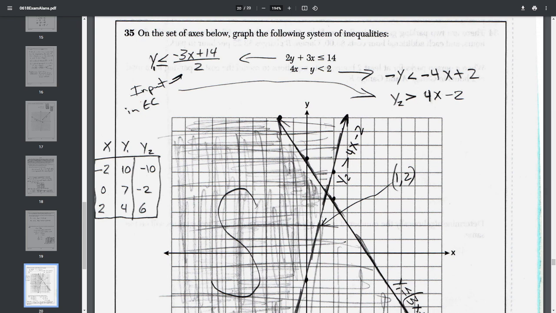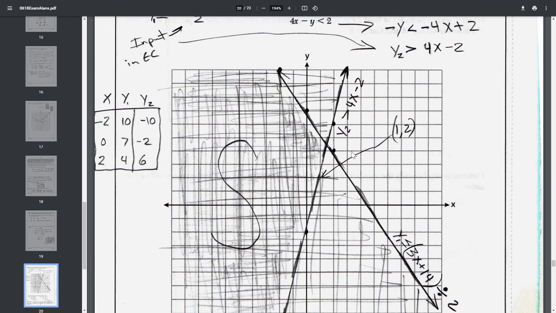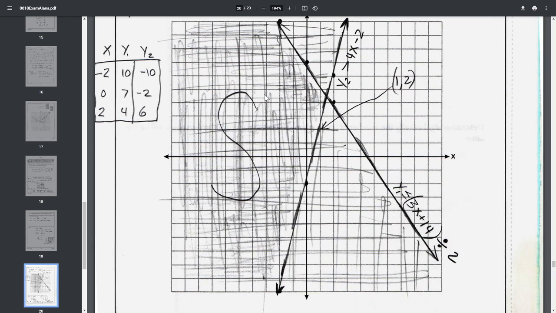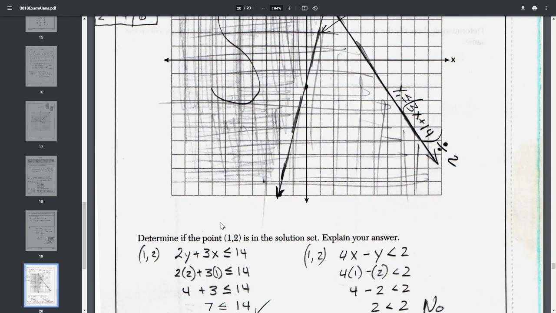This one needed to be shaded to the left, and it needed to be a solid line. This one needed to be shaded to the left, and it needed to be a dashed line. So actually his line is not properly dashed here, unless this is just a poor copy. So 4x minus 2, this line here should be dashed. I think I can kind of see his dashes here. And then you can see he labeled the area that was shaded twice with an S. Sometimes the question will ask you to do that. Make sure it's obvious that it was shaded twice.